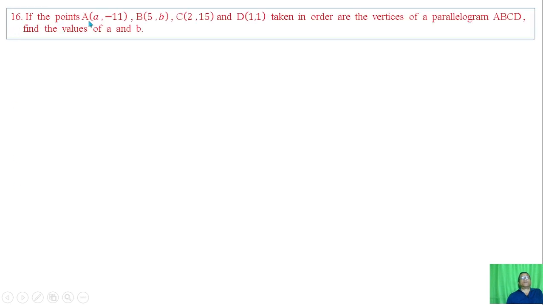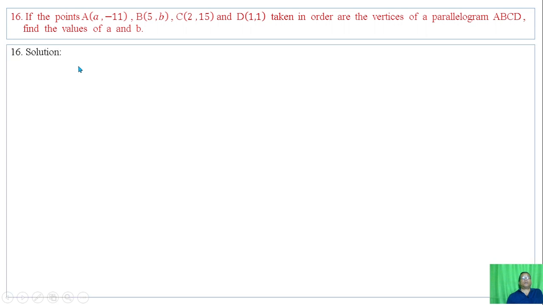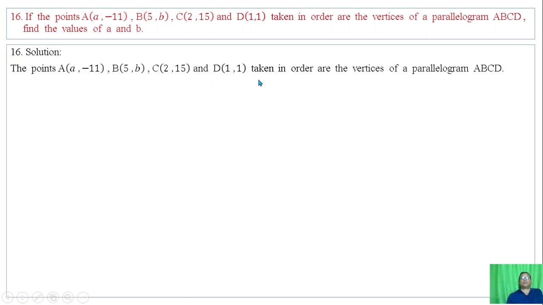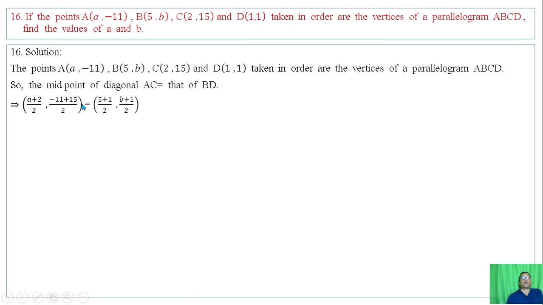Question 16. If the points A, B, C, D taken in order are the vertices of a parallelogram ABCD, find the values of A and B. These taken in order are the vertices of a parallelogram ABCD. So the midpoint of diagonal AC equals that of BD. Using the midpoint formula for diagonal AC we have this, for diagonal BD we have this. Equating corresponding parts we have this equal to this equal to this, from which we have A equal to 4, B equal to 3.